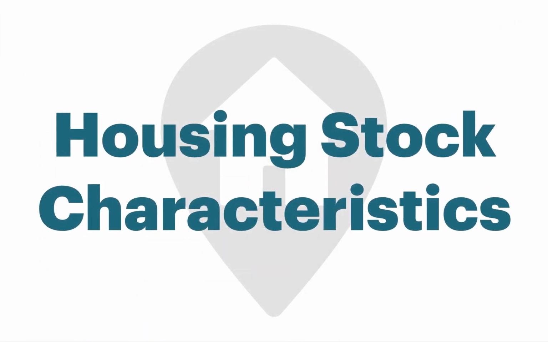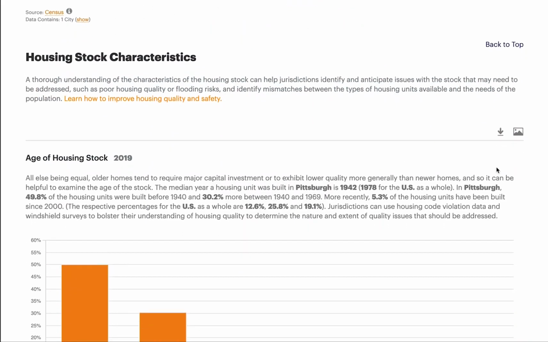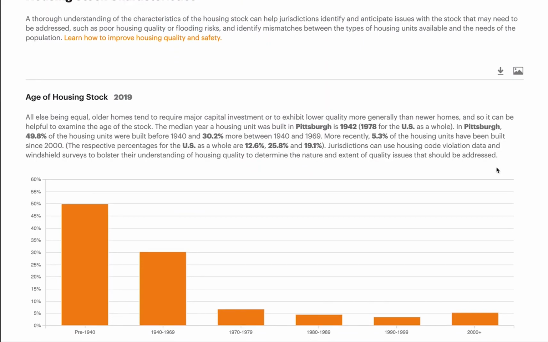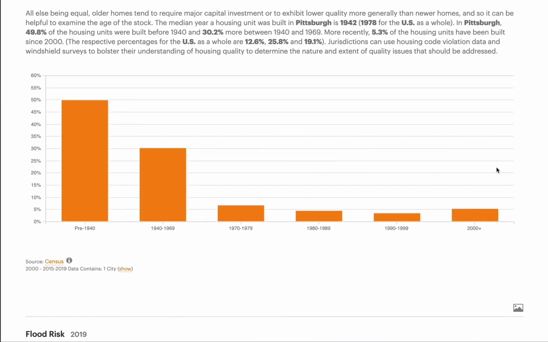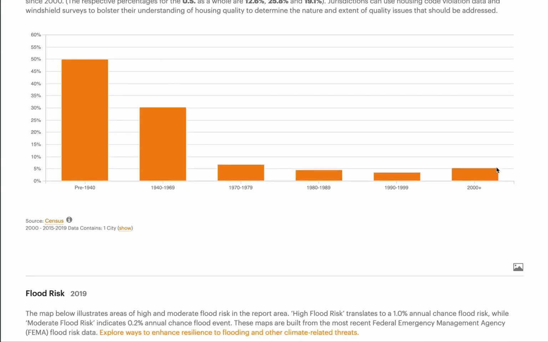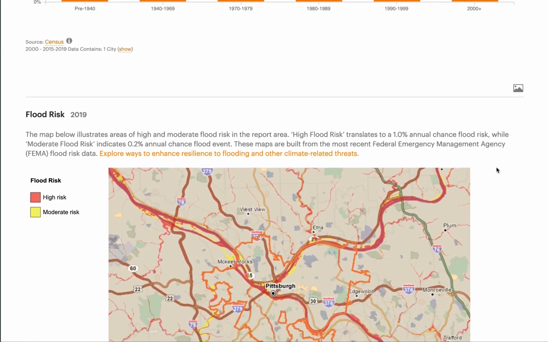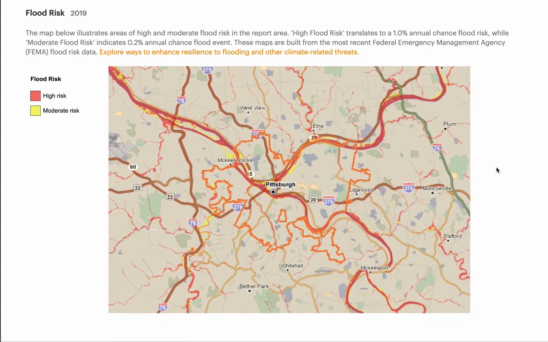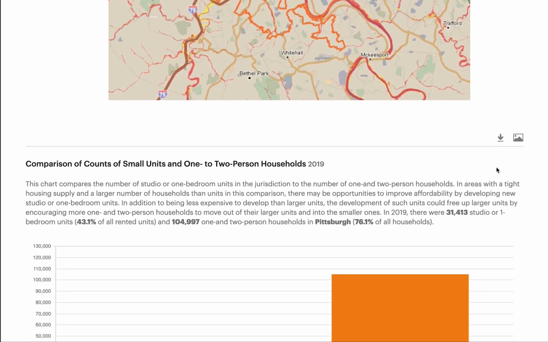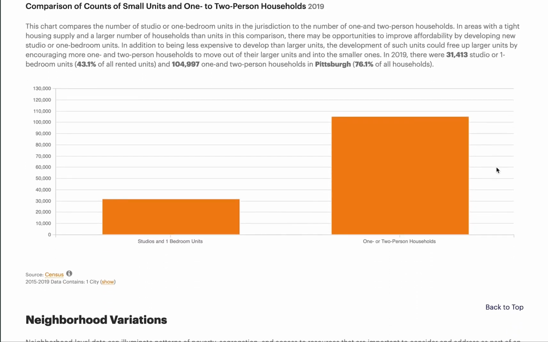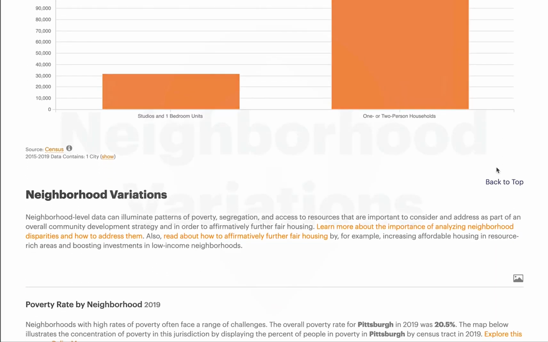Housing stock characteristics. Continuing on, the sixth section of the Housing Needs Assessment is aimed at giving users a thorough understanding of the characteristics of its housing stock, which can help jurisdictions identify and anticipate issues with the stock that may need to be addressed, such as poor housing quality or flooding risks, and identify mismatches between the types of housing units available and the needs of the population.